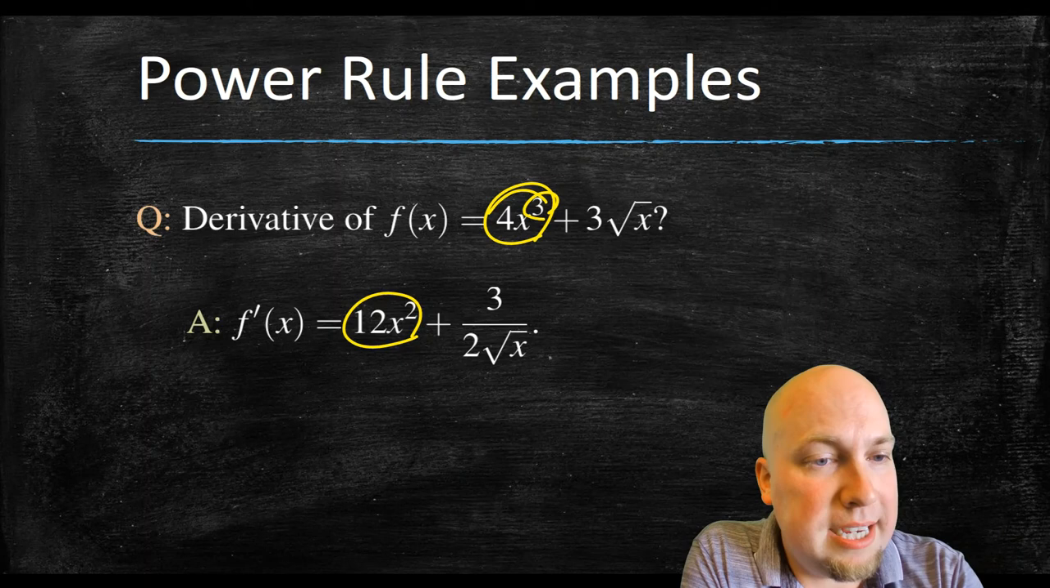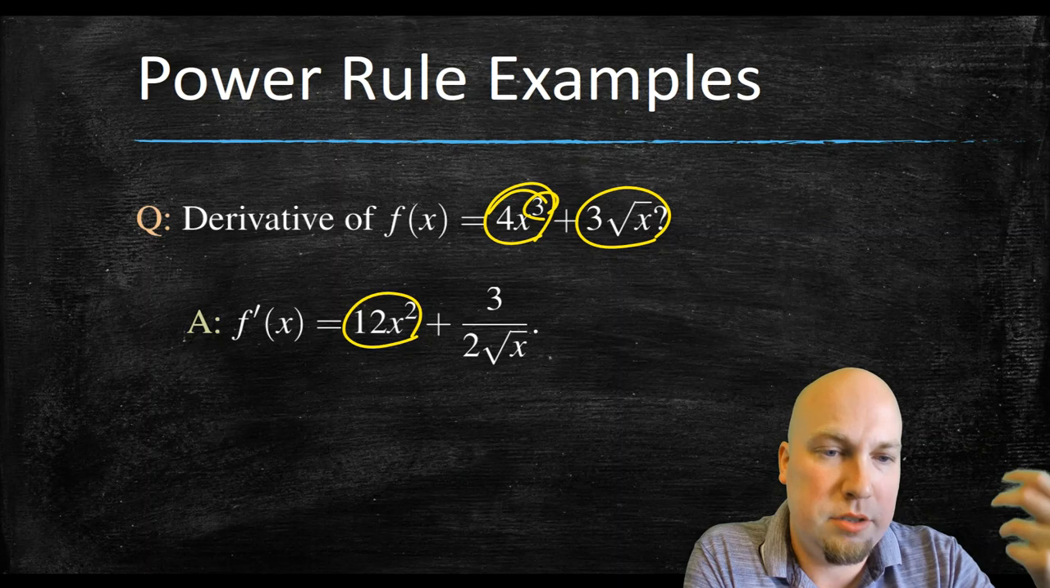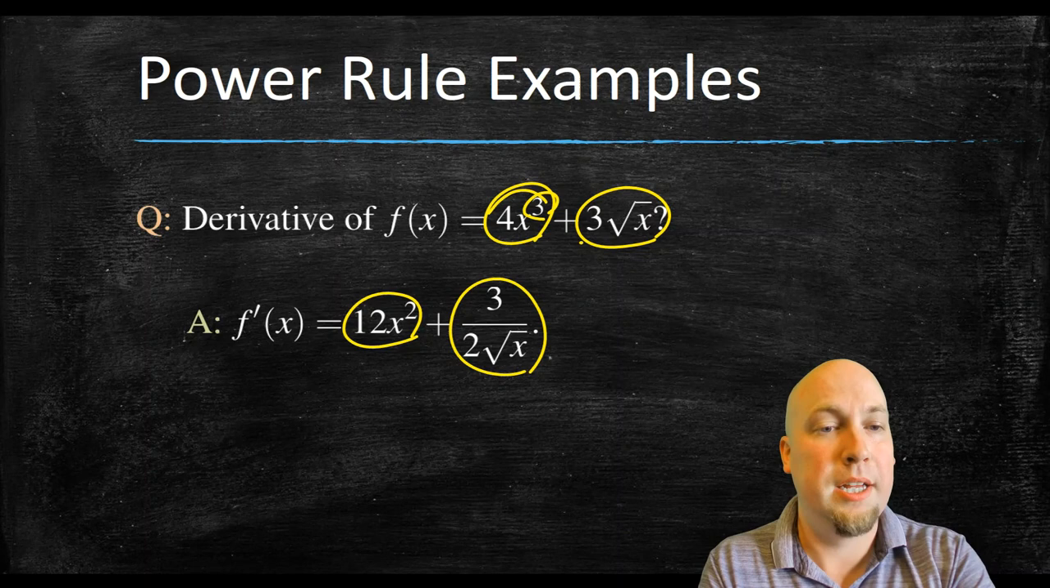All right, what about the second term? 3 root x, well, we just talked about the derivative of root x being 1 over 2 root x, so just multiply that by 3. So it's 3 over 2 root x, and that's all I've done there. And then you add up, you got a plus in the middle, just throw a plus in the middle, okay, and everything works out. Okay, so that's all there is to it.